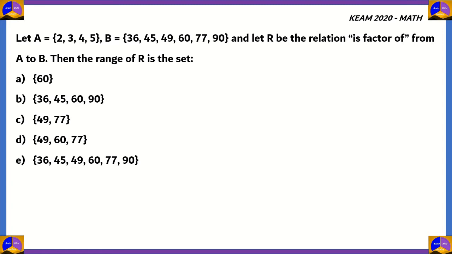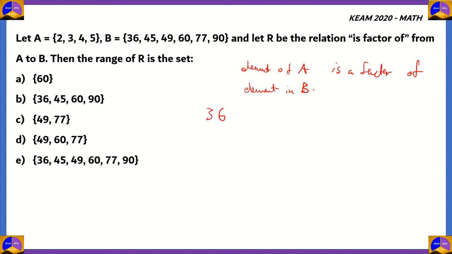Well, an element of A is a factor of an element in B. So that means the elements in B must have a factor that is present in the set A. So let's look at 36.